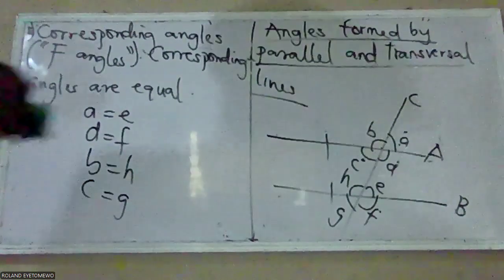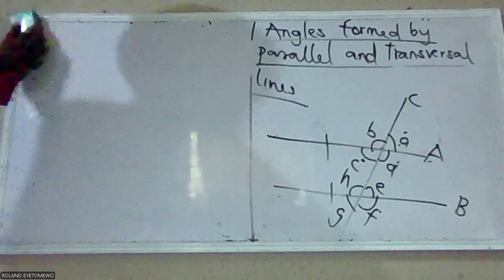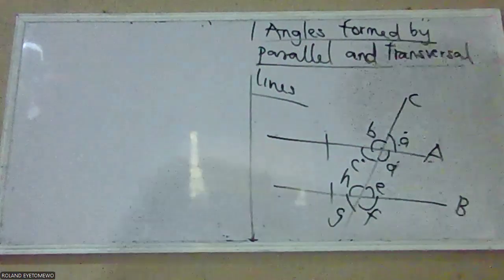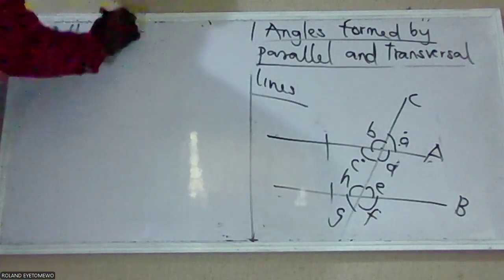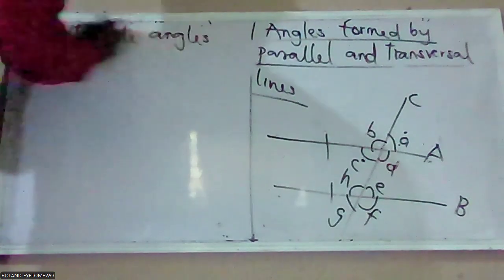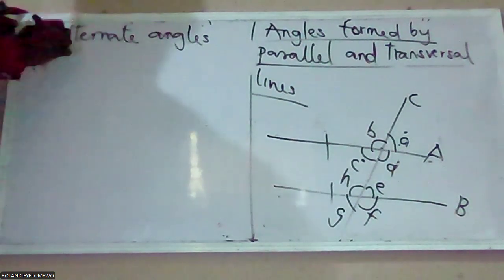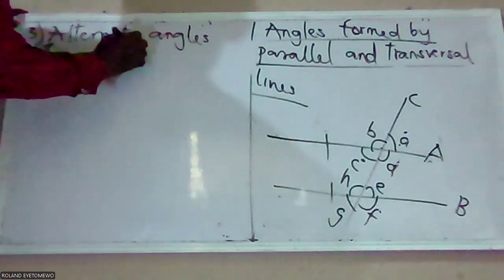So the last type of angle we are looking at here is alternate angles. The special name we're giving to it here is Z angles.